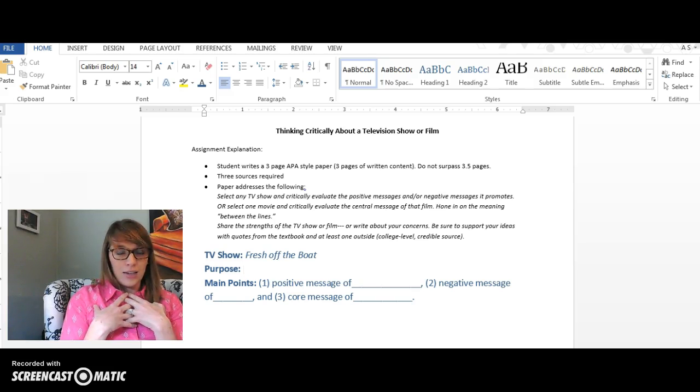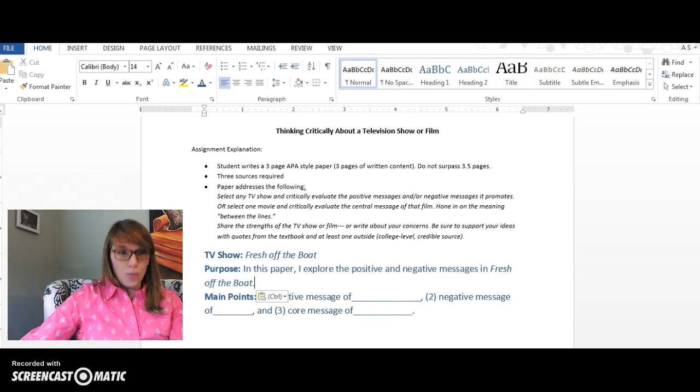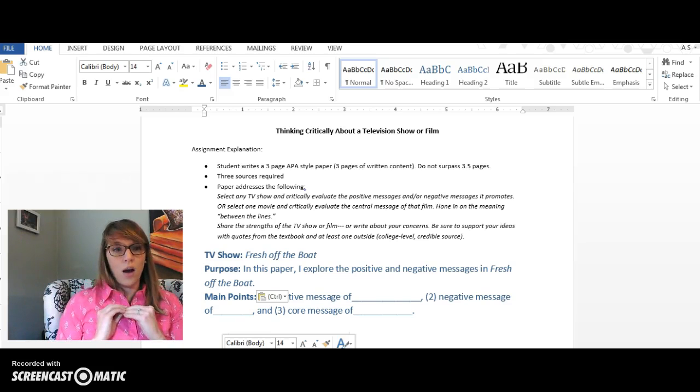It's not just any sentence. It's the sentence that says, here is my purpose. Here is what I will accomplish in this paper, in this essay, in this memo, in this speech. So you need to show intentionality in the language in which you write your thesis. An example thesis would be, in this paper, I explore the positive and negative messages in Fresh Off the Boat. That's very simple and straightforward. The reader isn't wondering what you're trying to accomplish with your writing, and it addresses what the paper will actually be about. That's the kind of clean, organized writing I'm looking for.